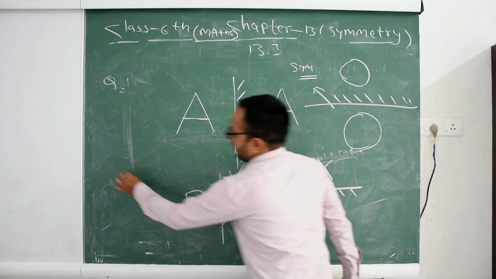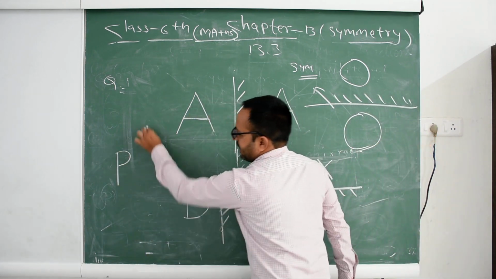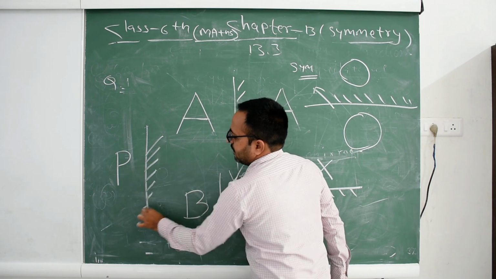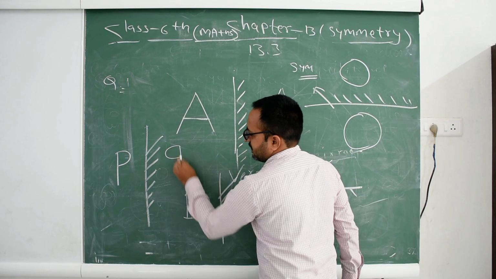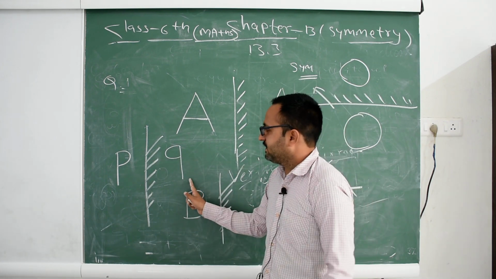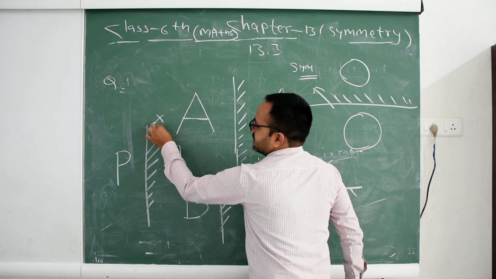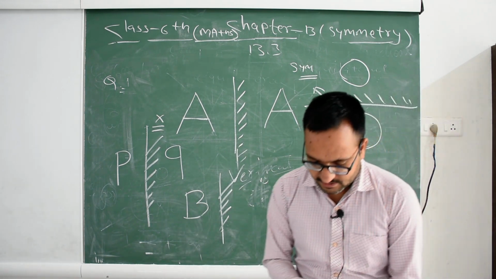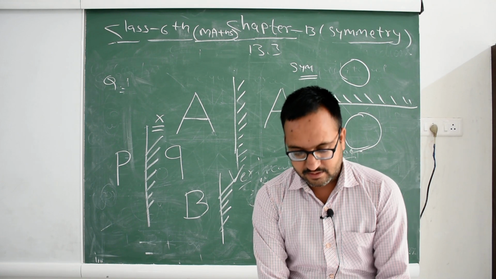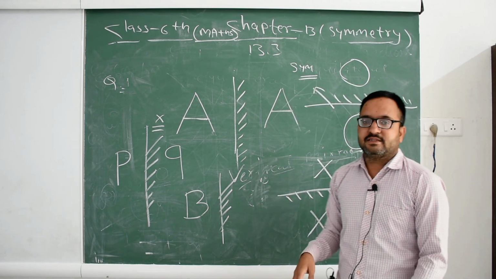Suppose we have the letter P and a vertical mirror. What is the reflected image? The reflected image will be like this, and this is not symmetrical. So this is your exercise 13.3, and this is your last exercise.